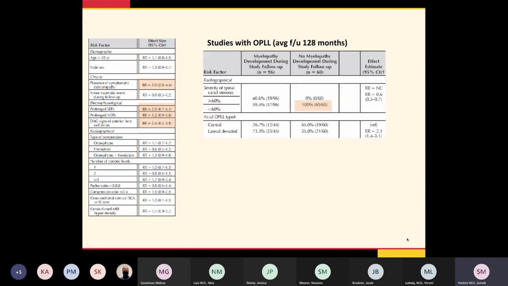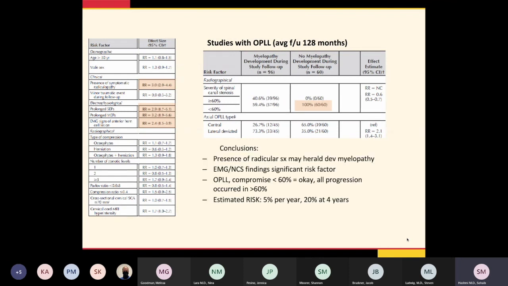So in patients with OPLL, the severity of the spinal stenosis, if it was more than 60% of stenosis, 100% of those patients developed myelopathy, meaning that the overlying of OPLL and cervical stenosis, more than 60%, would deem the patient to progress clinically to having myelopathic symptoms.